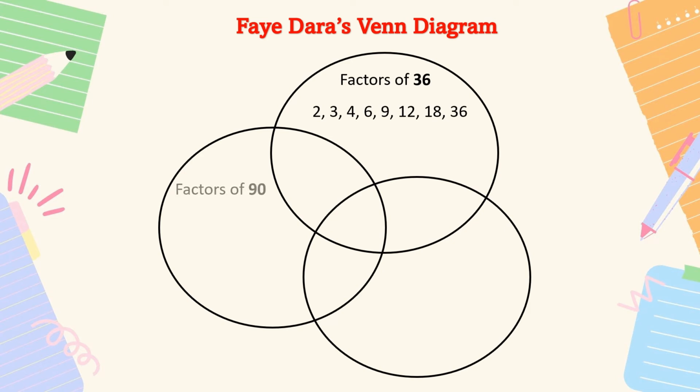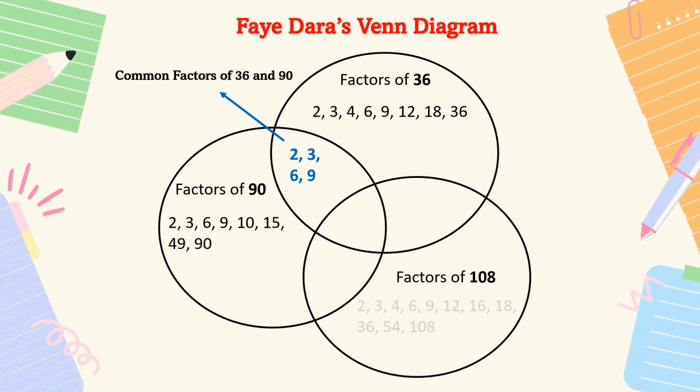Now, on the second circle, she wrote factors of 90, which are 2, 3, 6, 9, 10, 15, 45, and 90. Now let us look at the common factors of the 2 circles. We have 2, 3, 6, and 9, and we are going to write it on the space where they are connected.